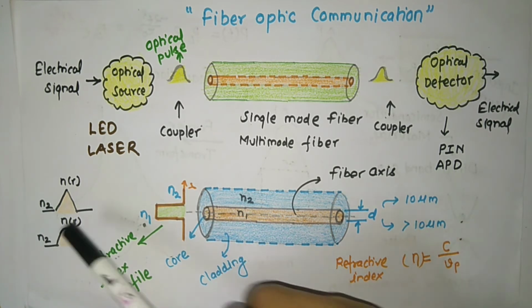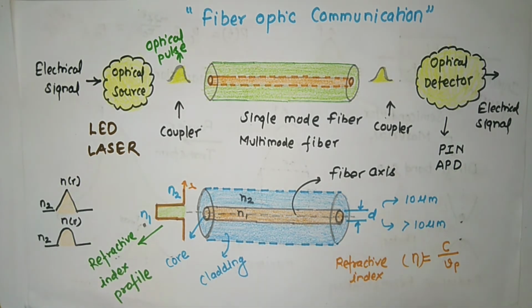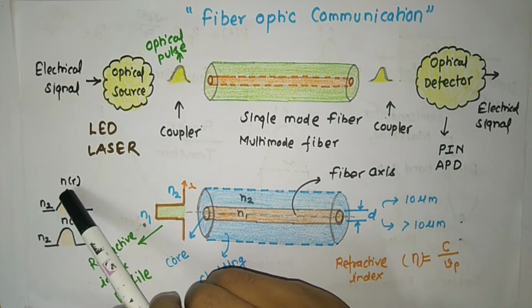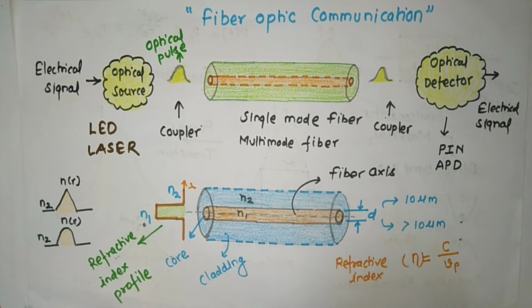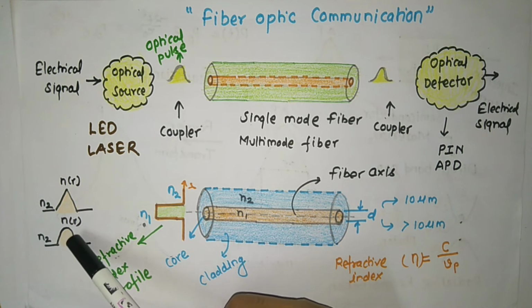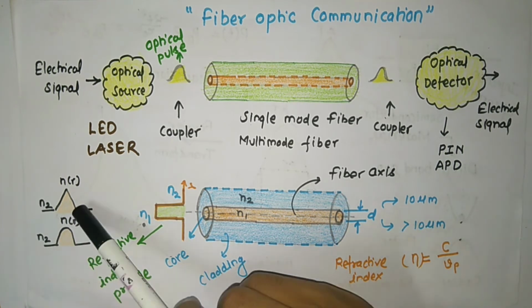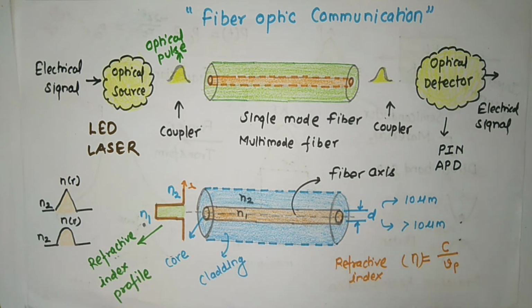You may have triangular profile. What is the meaning of this triangular profile? Means in the core region, the refractive index will vary in triangular fashion. In this case, refractive index will vary in parabolic fashion. So these three are the example of the refractive index profile.